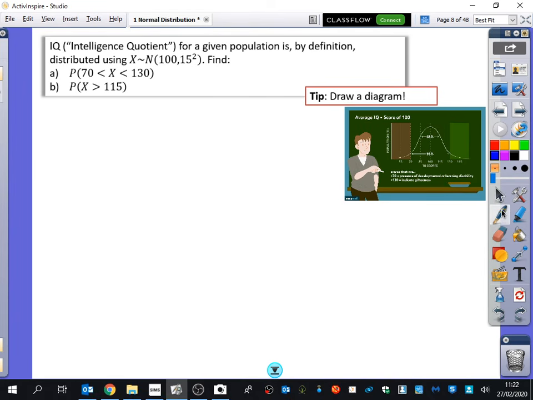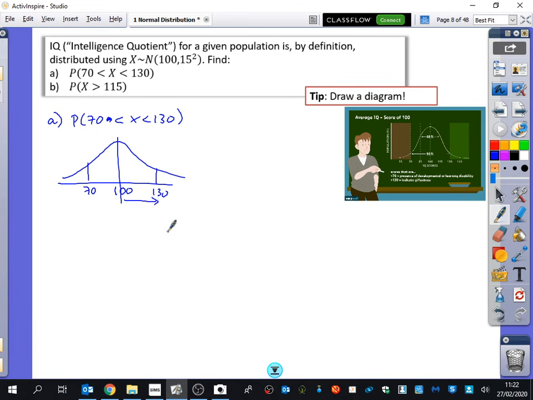So I'm going to do the same thing. I'm going to draw a diagram. I want you to be in the habit of drawing a diagram. I want to find out that the probability is between 70 and 130. So quick sketch, doesn't need to be perfect. 100 is in the middle. And I'm going all the way up to 130 and all the way down to 70. What's this gap in terms of the standard deviation? It's 2 standard deviations. It's 2 sigma. And that way is also a 2 sigma gap. How much? Because one of the standard deviations is 15, and it's going up 30. Good. So it's 95%.